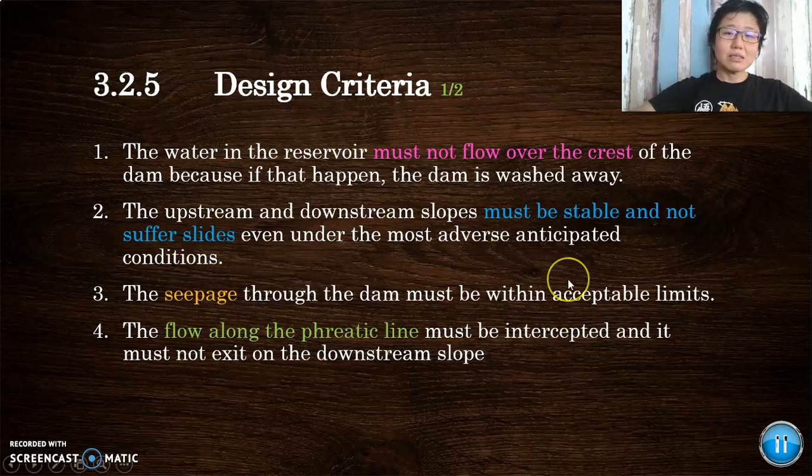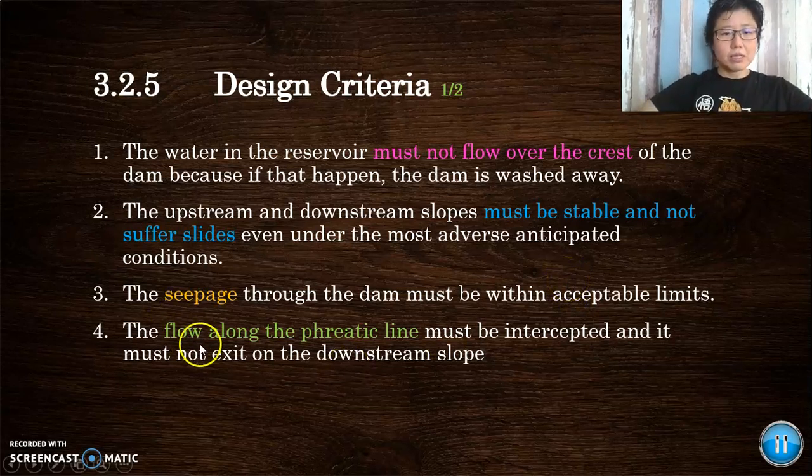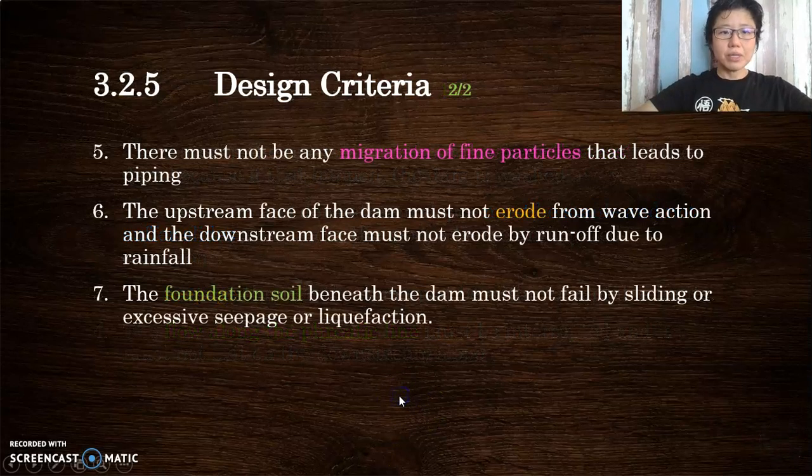It doesn't say here that there must be no seepage. It says here that the seepage is acceptable. Okay. Number four, the flow along your phreatic line, that's the top of your groundwater table, must be intercepted. That we take care of using what? You're right. That's the internal drain that we talked about, the horizontal blanket type and also the vertical, the chimney type. Number five, there should be no migration of fine particles.